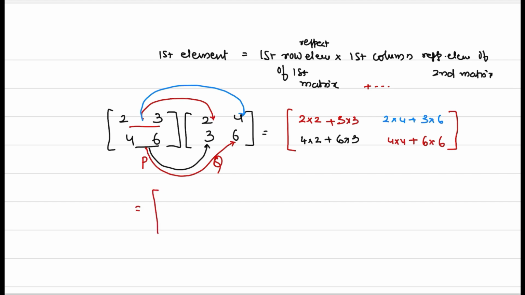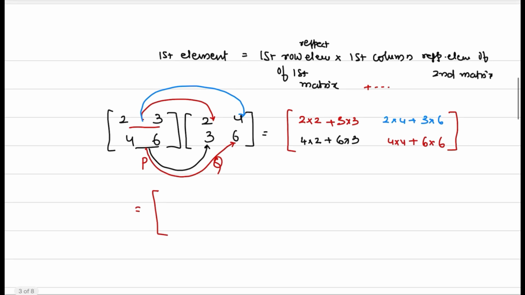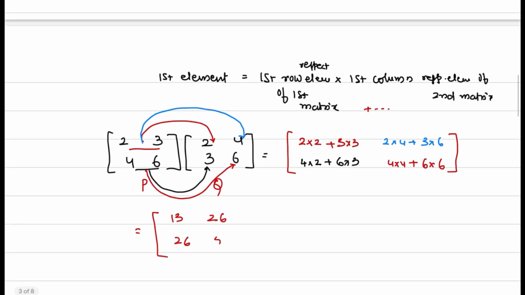That is equal to: 2 into 2 is 4, 4 plus 9 is 13. 2 into 4 is 8, 8 plus 18 is 26. 4 into 2 is 8, 8 plus 18 is 26. 4 into 4 is 16, 16 plus 36 is 52. That is equal to 13 into 1, 2, 2, 4.